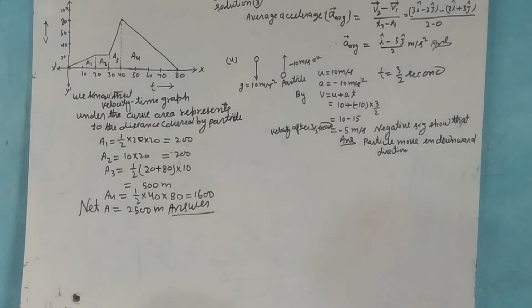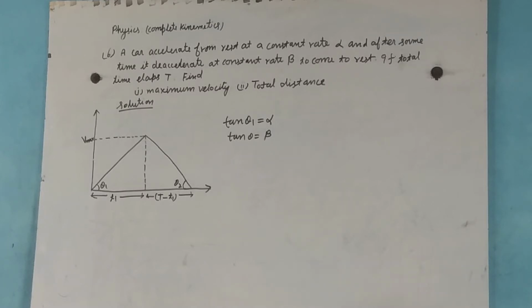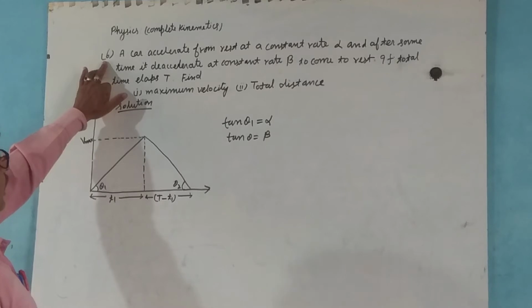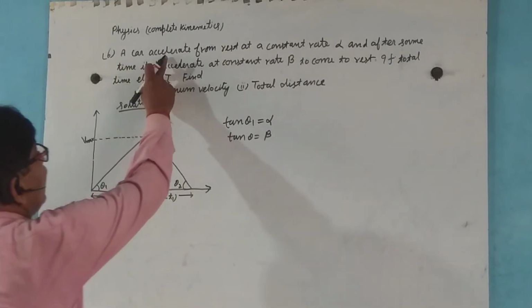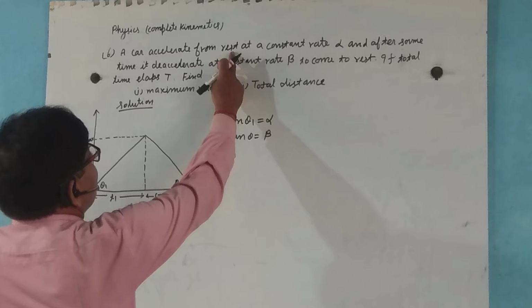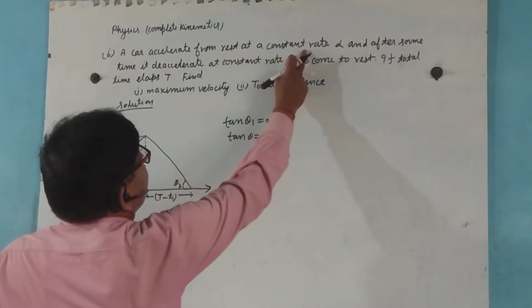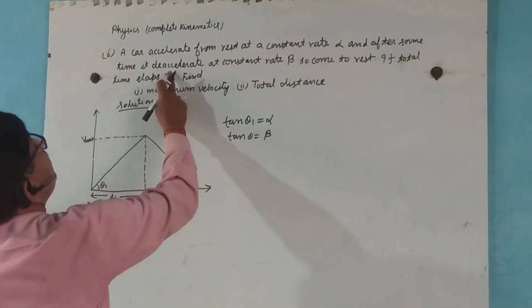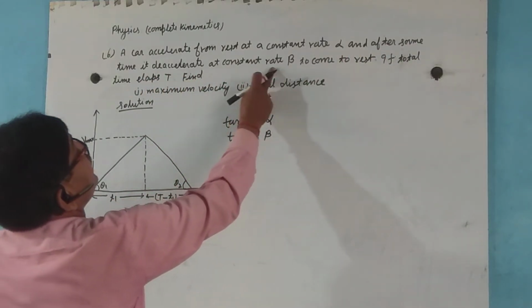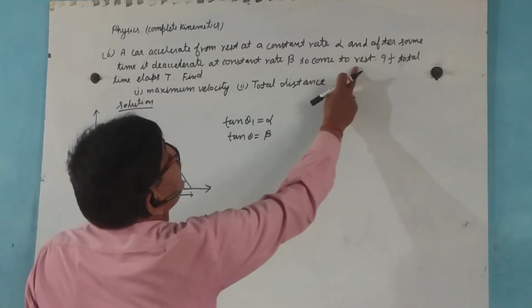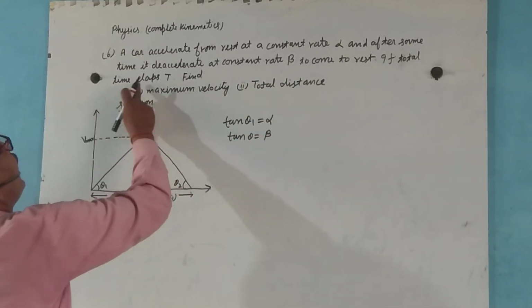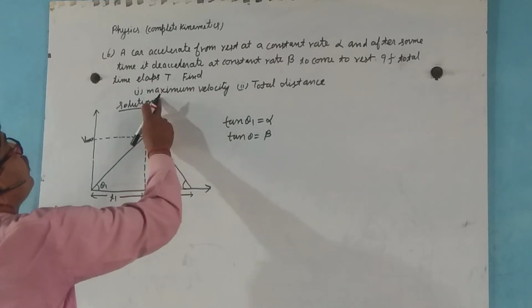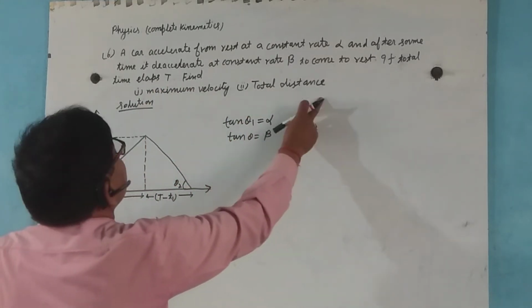Now we take the next problem. Question number 6. A car accelerates from rest at a constant rate alpha, and after some time it decelerates at a constant rate beta to come to rest. If the total time elapsed is t, find the maximum velocity and total distance.